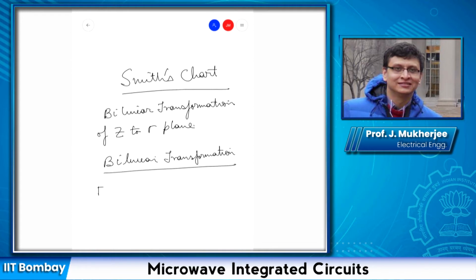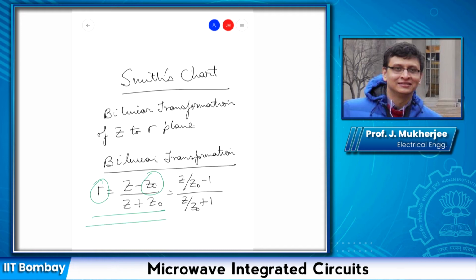So it is given like this. So this here is the gamma plane. This capital gamma represents the gamma plane. Z0 is just a constant and Z is the impedance.